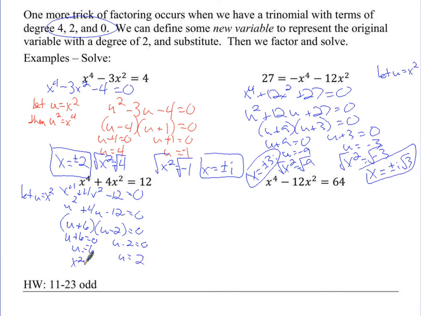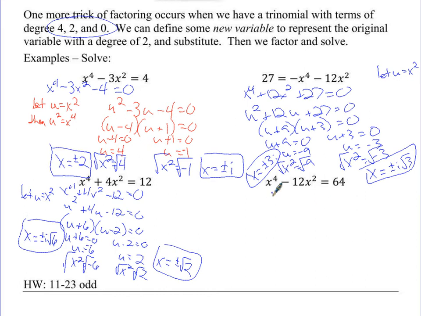So x squared equals negative 6, x squared equals 2. Square root both sides, and we get x equals plus or minus i root 6. Over here, square root both sides, and we get x equals plus or minus square root 2. 4 answers. We got all of them.